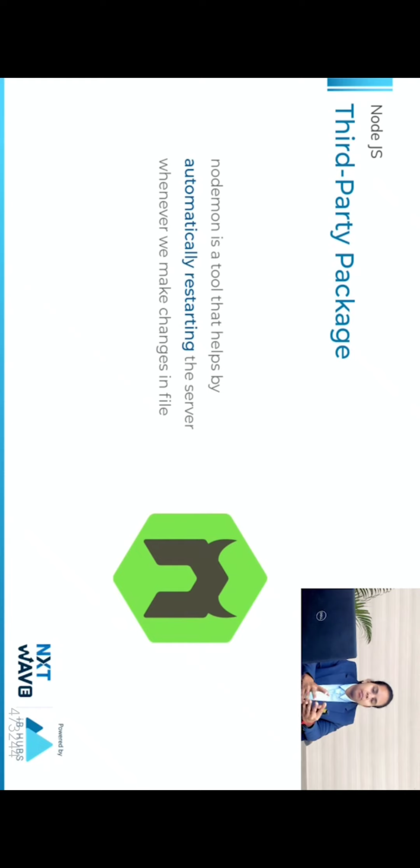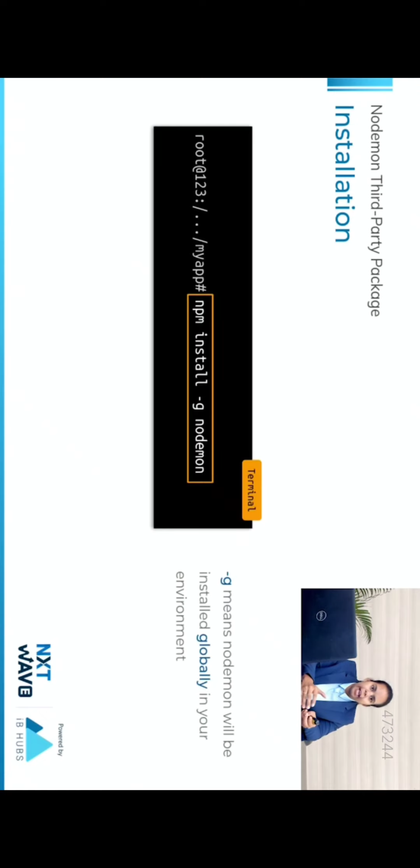Let's say we made some changes in the index.js file. Using this package, if we run that particular file, and we make any changes and save it, then the server will automatically restart. We need not manually restart the server whenever we make changes. For this, firstly, we need to install this third-party package. The command is npm install -g nodemon. Here the -g means that this package is installed globally. You need not install this package for each and every project that you're making. If you install it globally, you can use it in any project that you want.